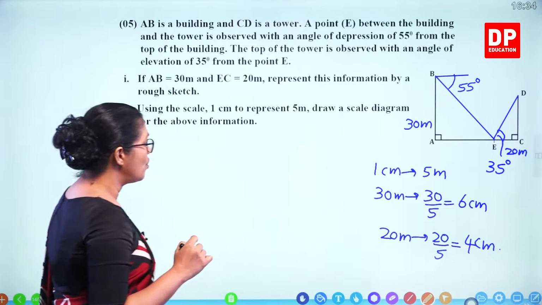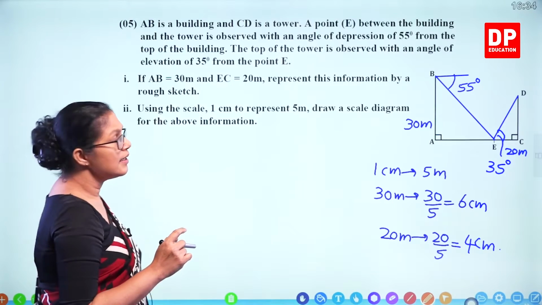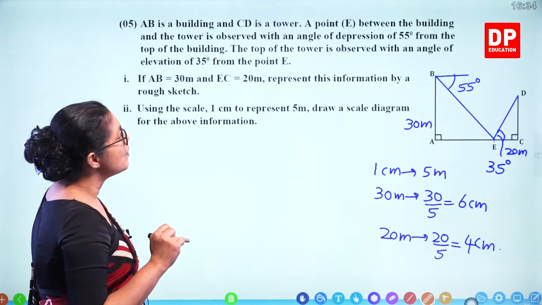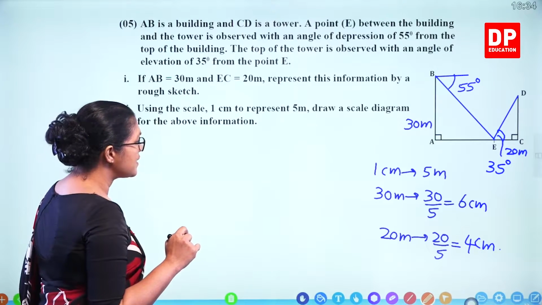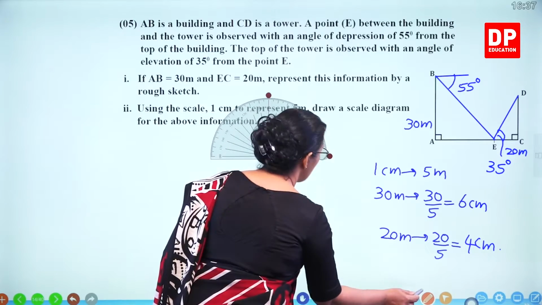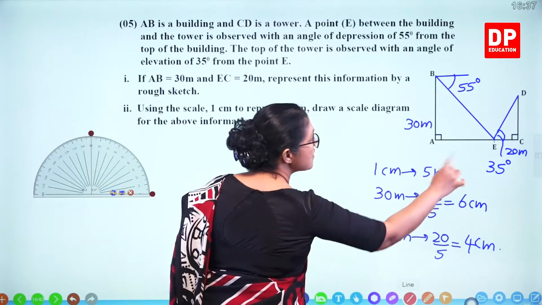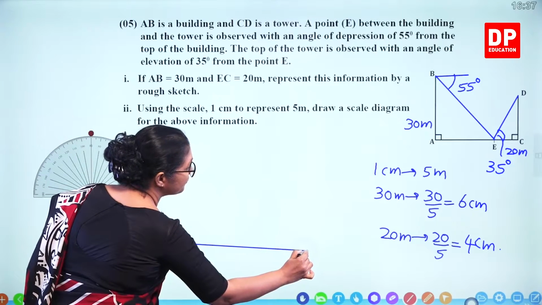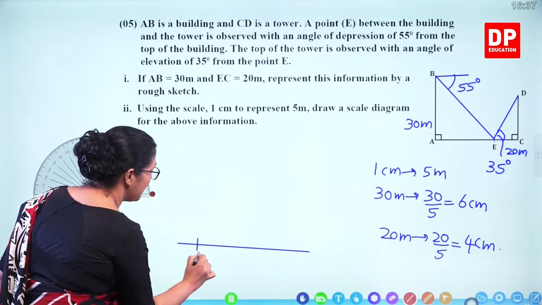So we have to draw the diagram now. We need the protractor to measure the angles and the ruler to draw the straight lines. So we'll try to draw this. We'll take the protractor and the ruler. Here, first we need to draw a straight line. So this is the straight line. Then you can mark a point A. So this is A.